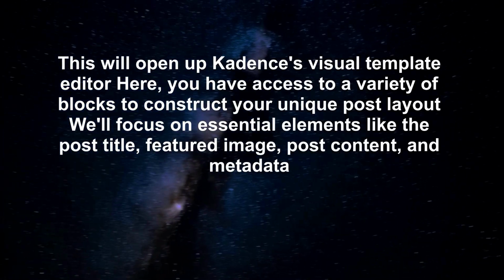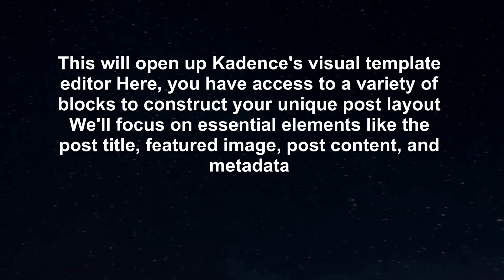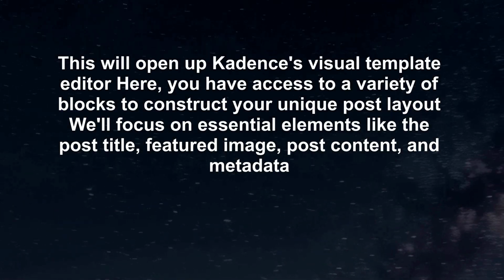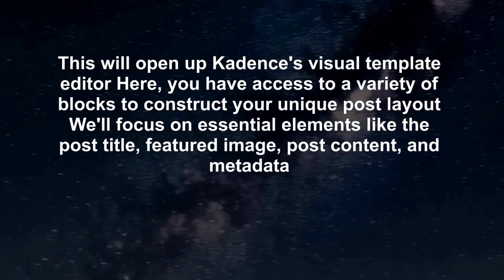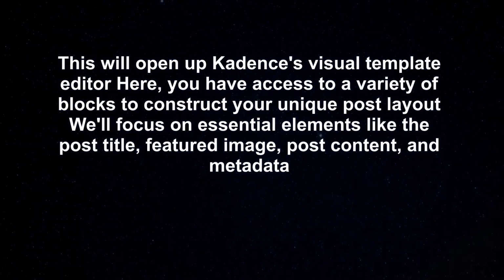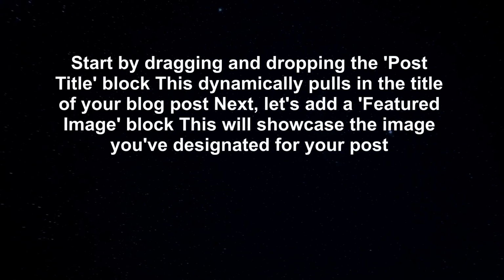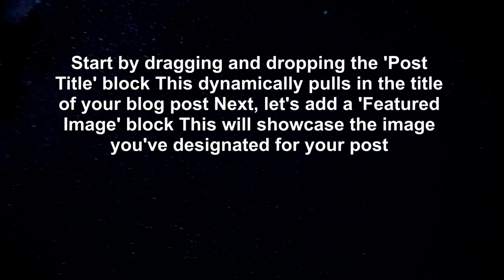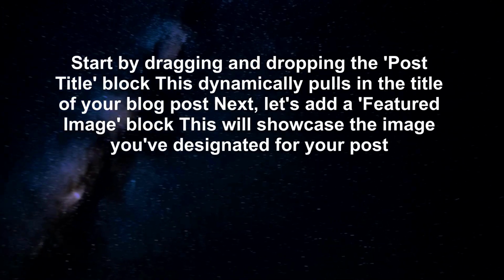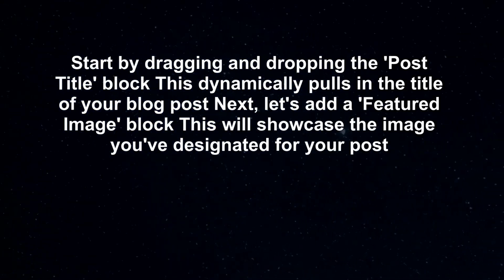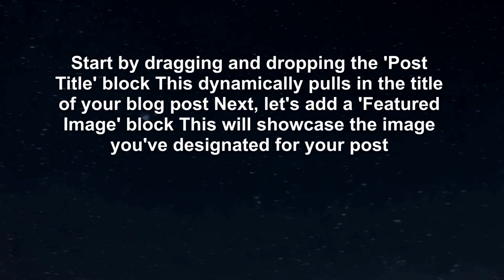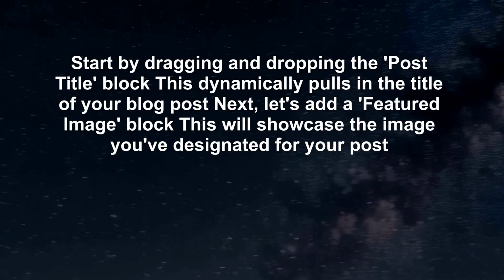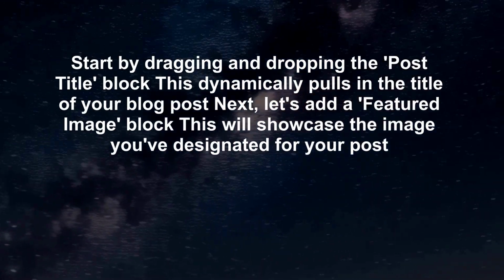Here you have access to a variety of blocks to construct your unique post layout. We'll focus on essential elements like the post title, featured image, post content, and metadata. Start by dragging and dropping the post title block. This dynamically pulls in the title of your blog post. Next, let's add a featured image block. This will showcase the image you've designated for your post.